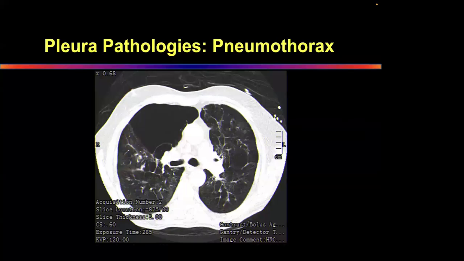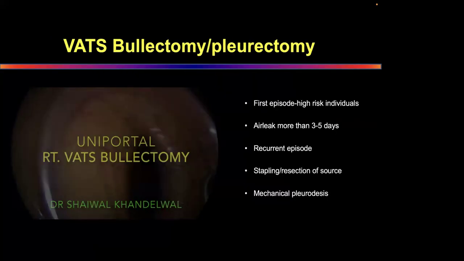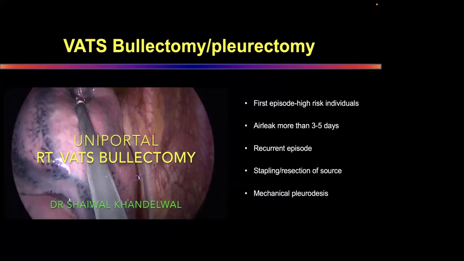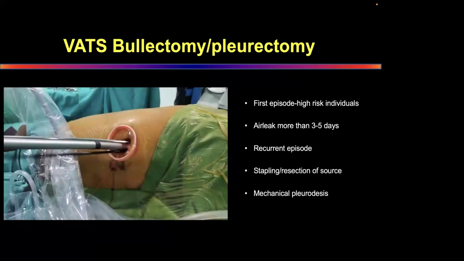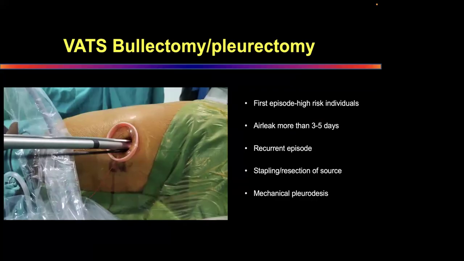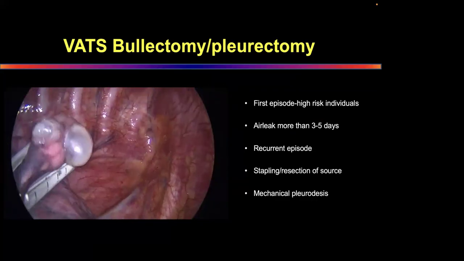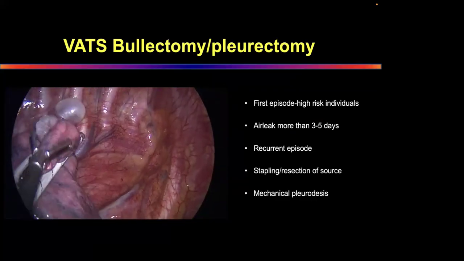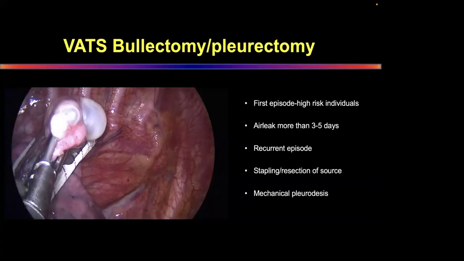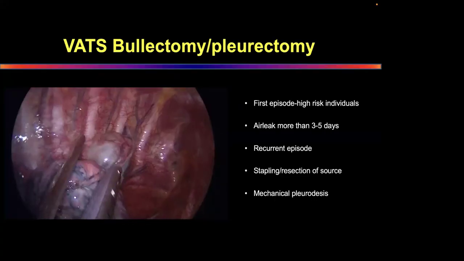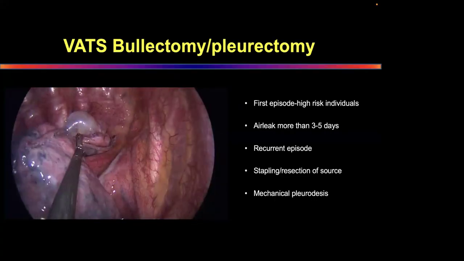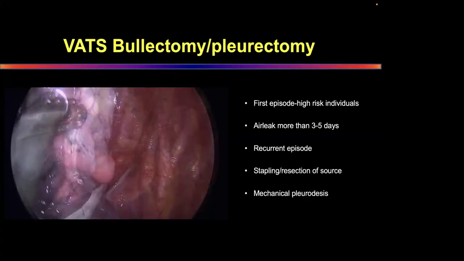Talking about other pleural pathologies like pneumothorax, it's a very common disease here in India. The indication to do surgery is, in case of high risk individuals, even at the first episode of pneumothorax, we offer surgery, or in patients who have a chest drain and continue to have an air leak for more than 3 to 5 days. In case of a second or recurrent episode, surgery is definitely an indication.